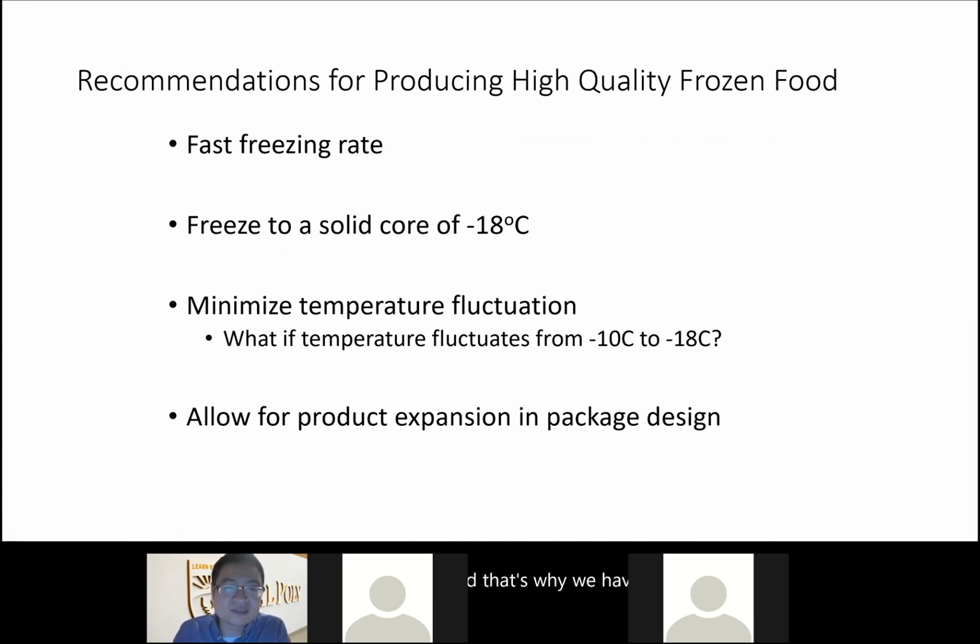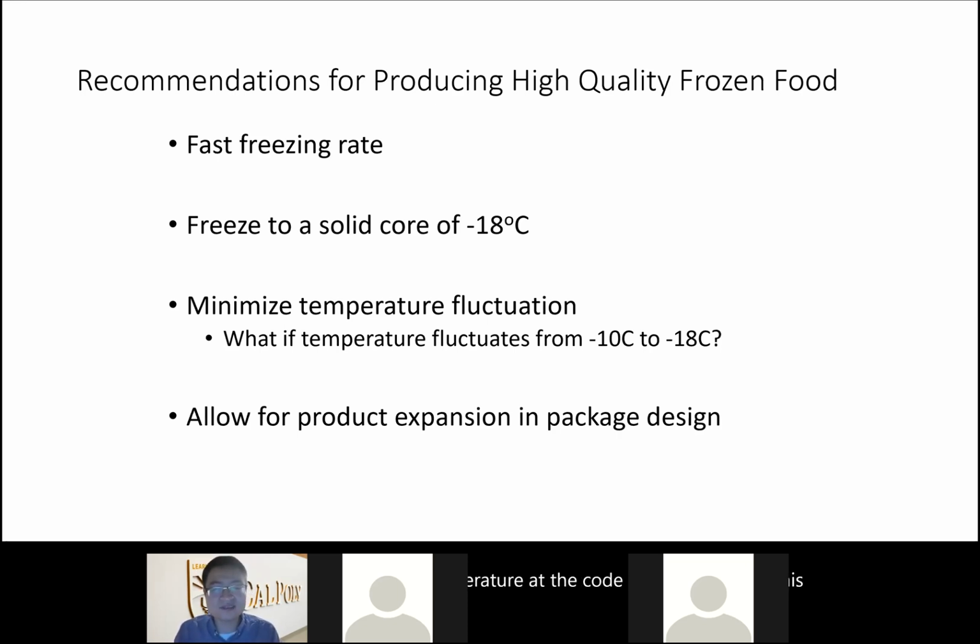For example, first, we always want a fast freezing rate, right? To inhibit the growth of large crystals. And second, we want to make sure the inside core can be frozen to -18 degrees C, because the surface is always cooled first. But what if the size of the food product is very huge? Then the heat transfer becomes slow. Then we have to monitor the temperature at the cold point. Actually, in this case, it will be the hot point, right?